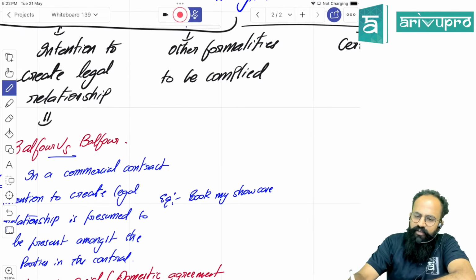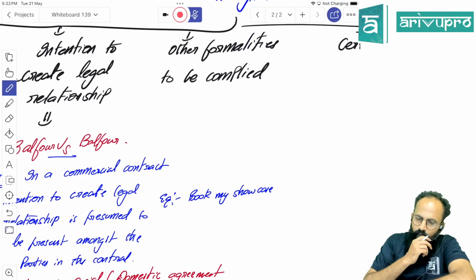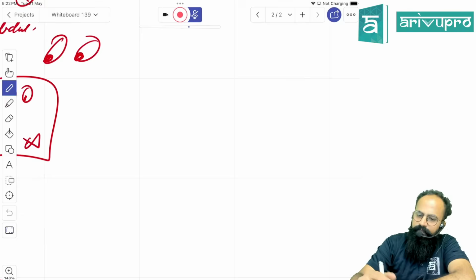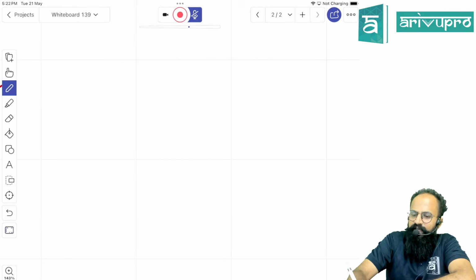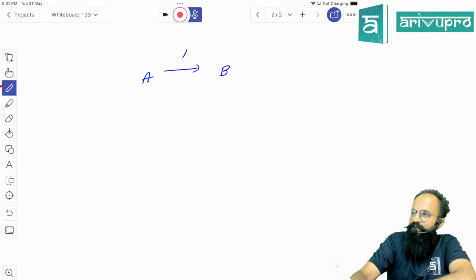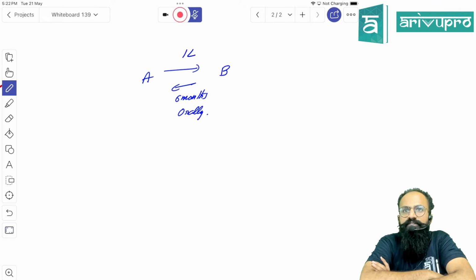Next one, sir. Other formalities to be complied. What is other formalities? Okay. People, tell me one thing. A gave money to B. A gave 1 lakh rupees to B. B promised to repay this 1 lakh after 6 months. And how did we promise? We promised orally. B promised to repay this 1 lakh after 6 months orally.